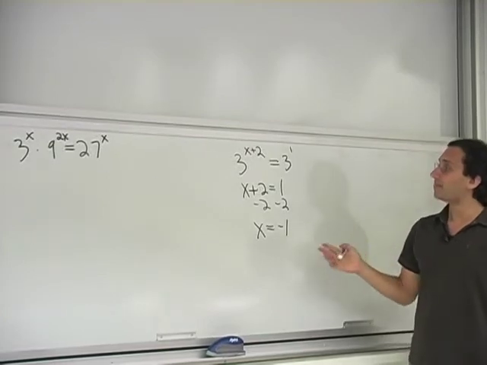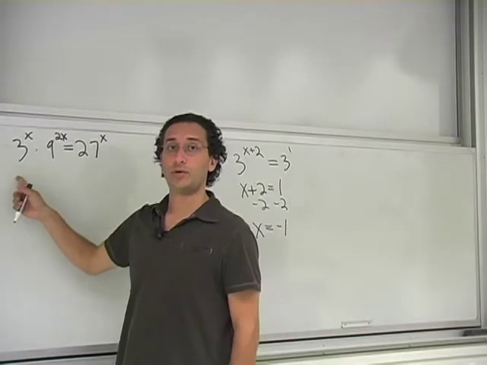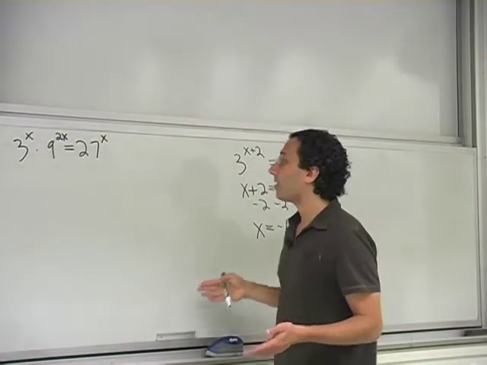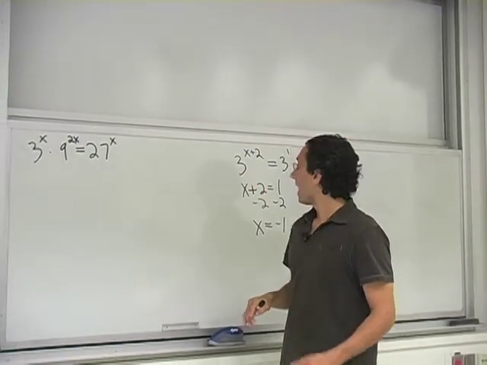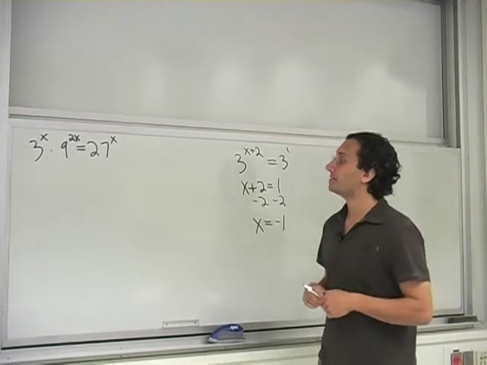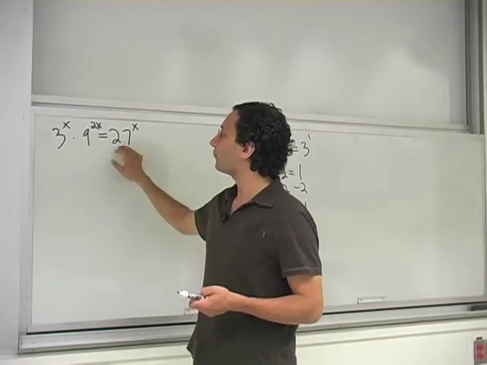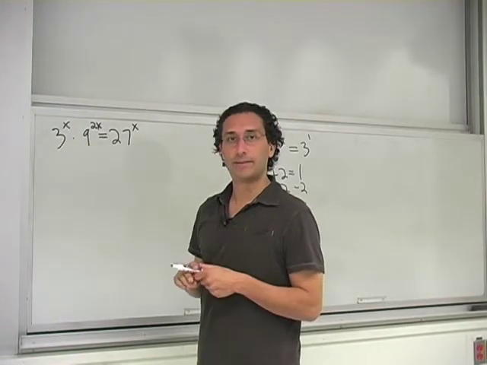This is the exact method that we're going to employ in this more complicated situation. We're going to find a common base and then equate the exponents. So what common base did I have in mind? Well, looking at these guys, it seems like there's a 3 lurking inside each one of them.